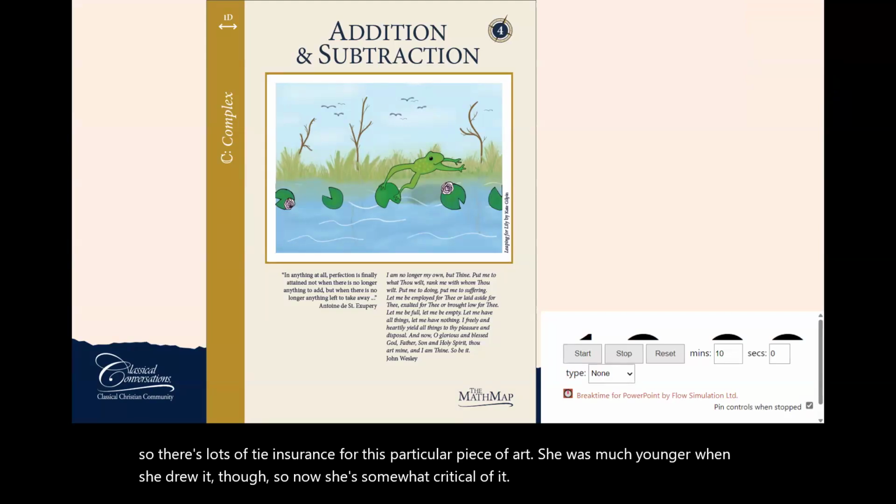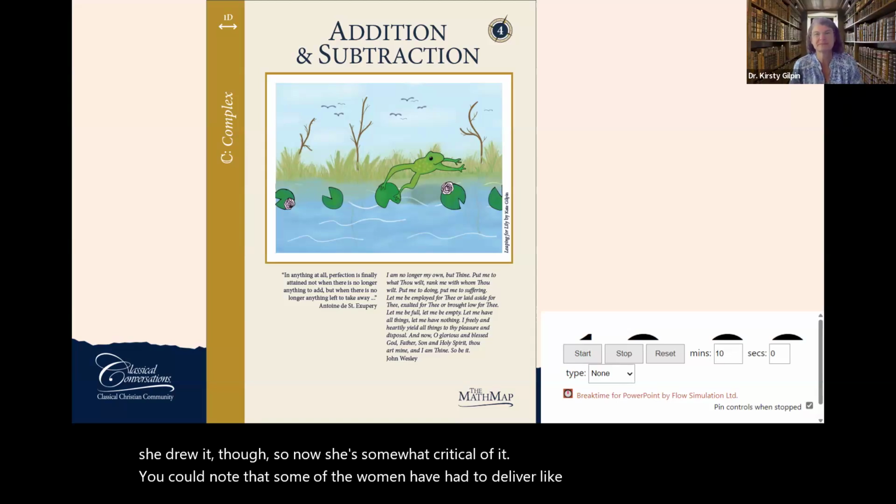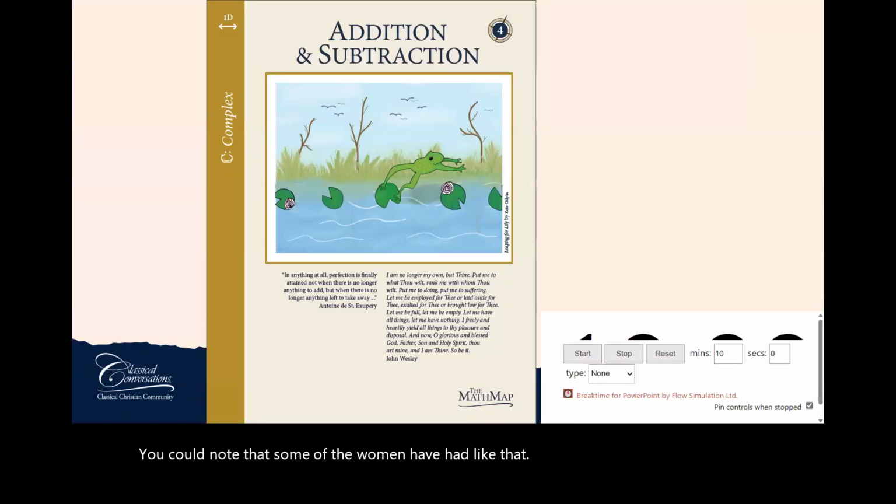You could note that some of the lily pads have a flower added to it, and some of them have a flower subtracted. Ooh, like that. A little more abstract, but I see the branches on the trees are not yet in bloom, but there's that anticipation of further growth coming.